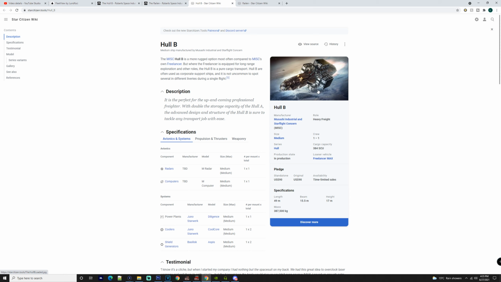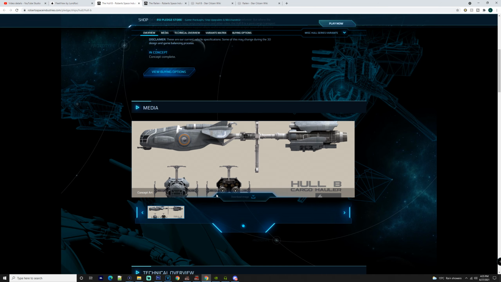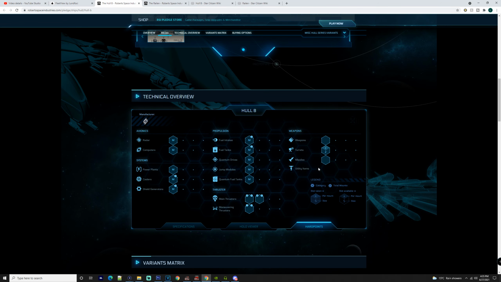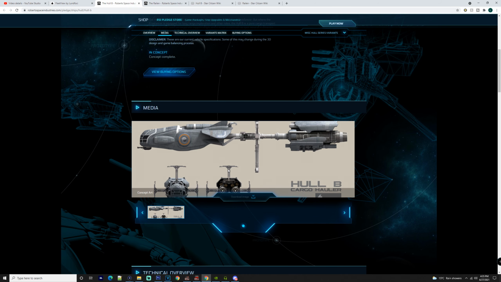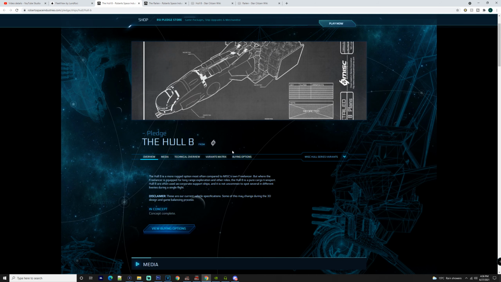Okay, so as we know, the Hull B is a decent cargo ship for the price that they want. So it's $90, 384 units of cargo. And then when you have a look into the actual ship itself and hardpoints, it's only got two size 2 turrets. So we know the components, we know that this ship cannot land planet-side unless you take those cargo boxes off, and then it should be able to land planet-side. I think a Hull A can.